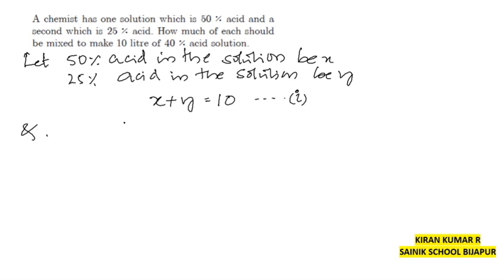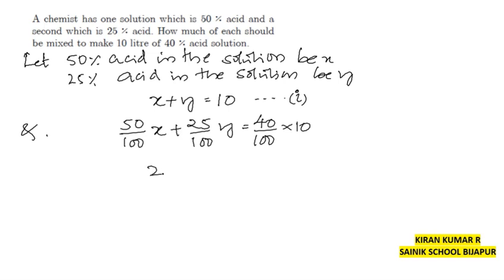50% is 50 upon 100 times x plus 25% is 25 divided by 100 times y. This will be equal to 40% of the total solution, so 40 divided by 100 times 10 liters. So this has to be simplified now. We get 2x plus y equal to 16. Let me call this equation 2. How did I get this 2x plus y equal to 16?